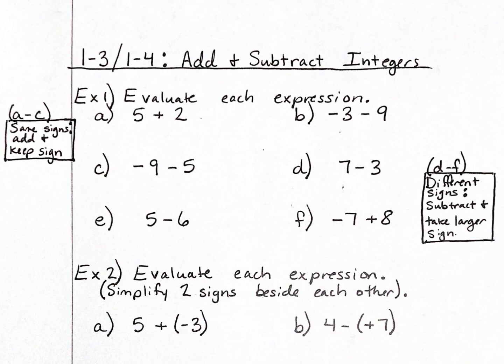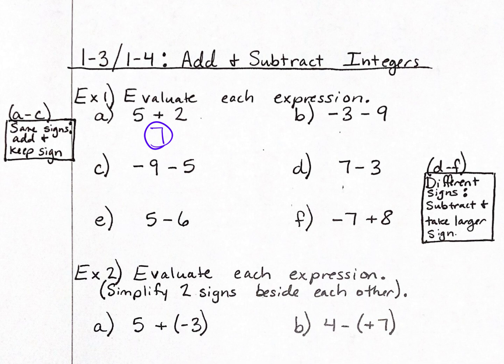This is lessons 1-3 and 1-4 combined, add and subtract integers. For example 1, we are just going to evaluate each expression. Problem A is 5 plus 2. We know that's 7. All we did was say, well, they had the same signs, positive, positive, so we just add and keep the sign.